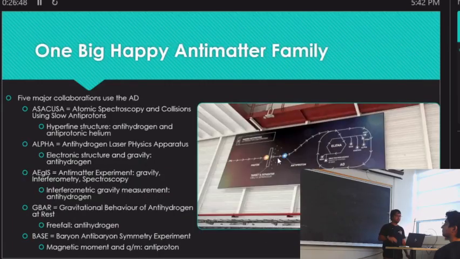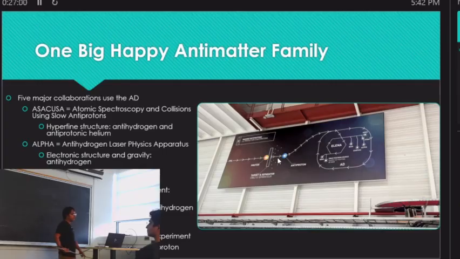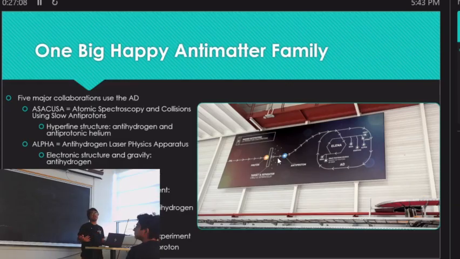So here's a diagram. There's the production, there's the ring, and there's Elena. And then the antiprotons are delivered off to 5 different experiments you can see here: Asakusa, Alpha, Aegis, G-bar, and Base. And 4 of these 5 are like user experiments where some external collaboration has decided they want to do antimatter experiments, they come to CERN with a proposal, and they get space. Aegis is the exception, where it's sort of a directly CERN-run experiment, but that's really just more an academic distinction.